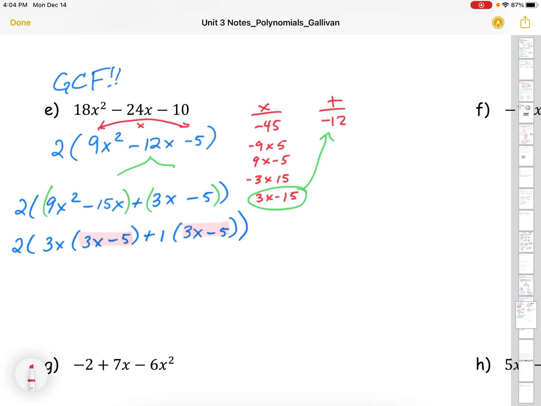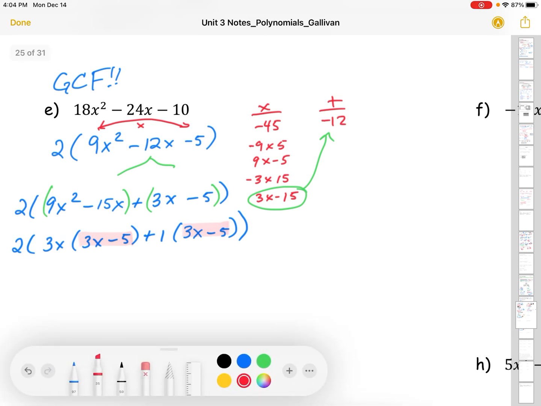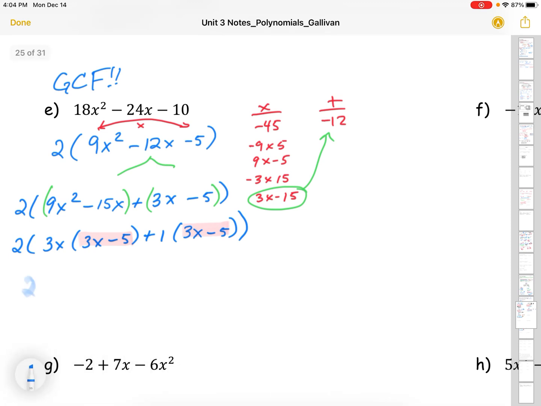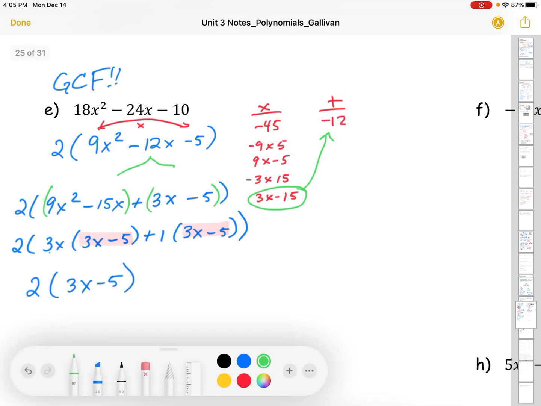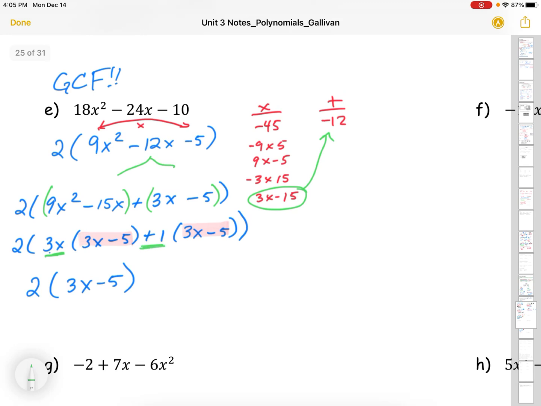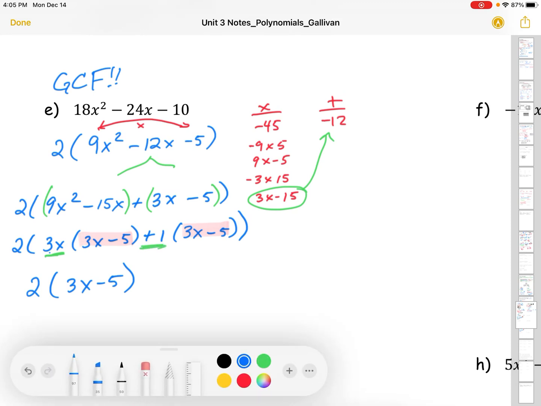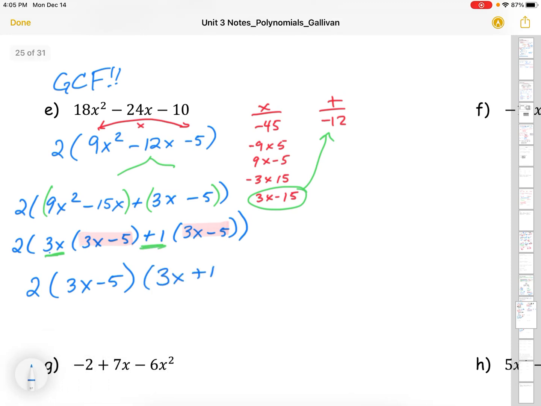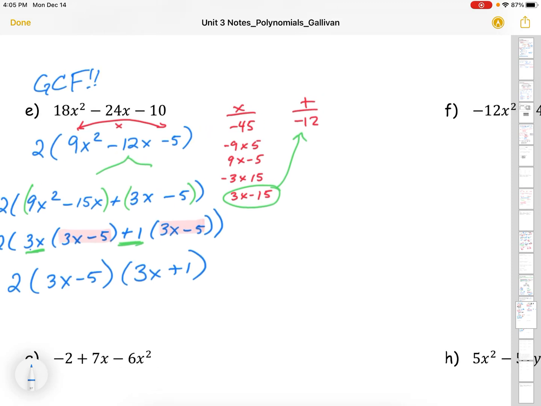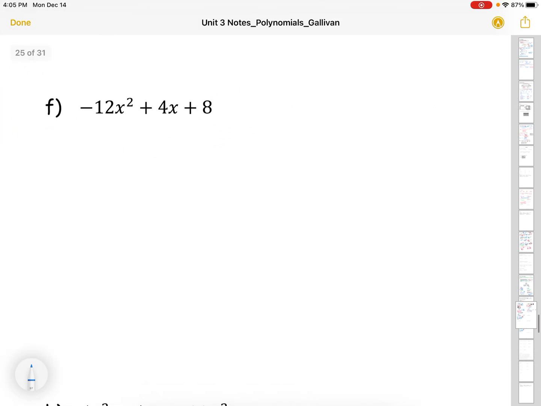Okay, so looking at this, I've got my 3x minus 5, right? So I have my 2, and my 3x minus 5, and then what's left over? 3x plus 1. So 3x plus 1. Okay, and how would we check this? You can check using FOIL. Alrighty, let's look at the next one.